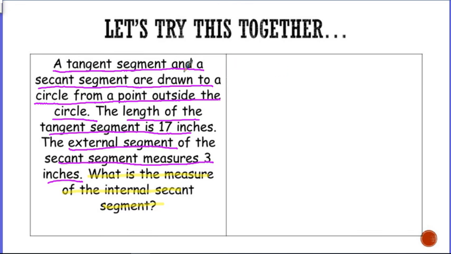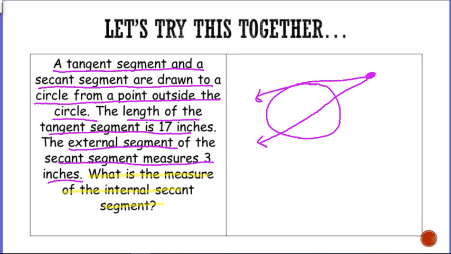It says a tangent segment and a secant segment are drawn to a circle from a point outside of the circle. Okay, so I got a circle, and they said it's drawn from a point outside of the circle. So I'm going to put my point outside, and the definition of a tangent means it touches once, and the definition of the secant is it touches the circle twice and keeps going. So I'm going to make my tangent keep going too. Oh, they said segments, so I don't have to keep them going. A secant segment means that it stops. Okay, so there's my secant, touches the circle twice. There's my tangent. That's my point of tangency right there.